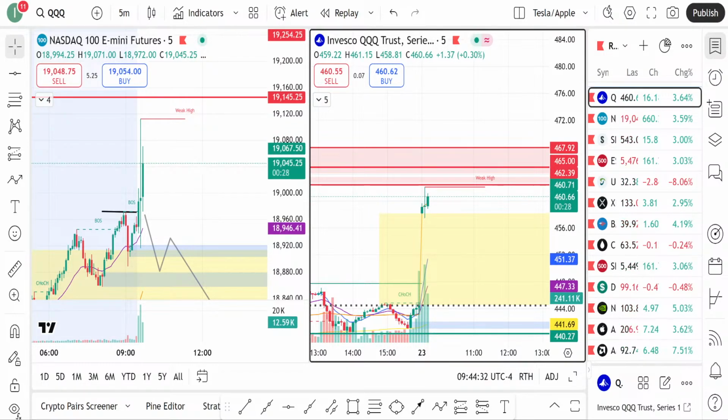So right now, we'll just wait for this news to come out, and we'll find a way to jump in. If there's a big move down, we'll wait for a pullback. Same thing if it goes up.